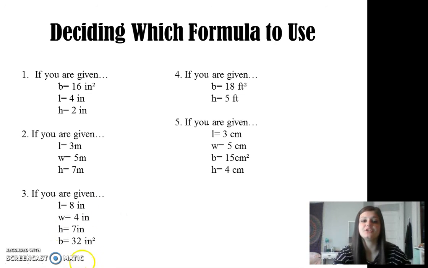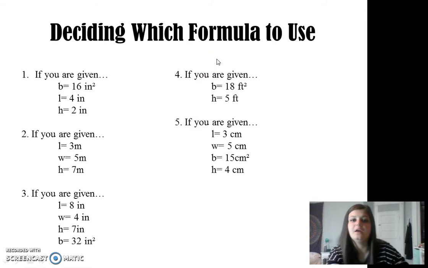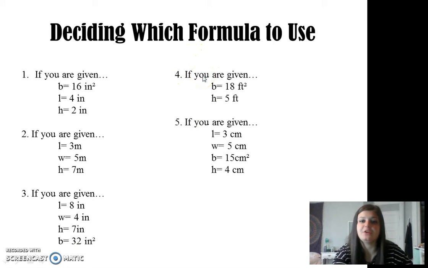So here you could actually use either formula, whichever one you feel more comfortable with. But the base times height formula would be less steps, so that might be an easier, shorter route in the long run. Okay, and then number four, you are given base and height. So we know that one of our formulas is volume equals base times height. So since you have those two values, that formula would be the appropriate one to use here.